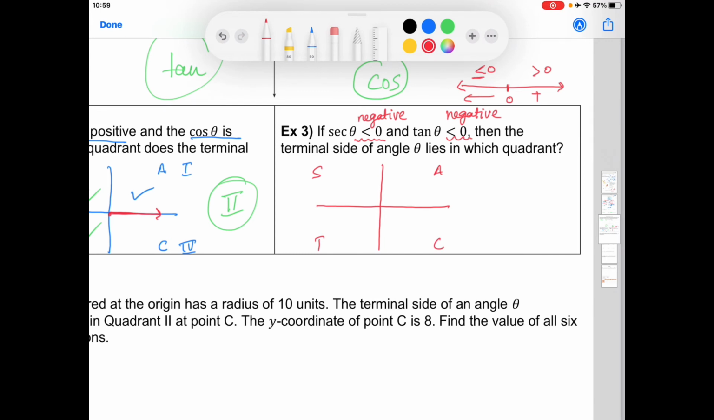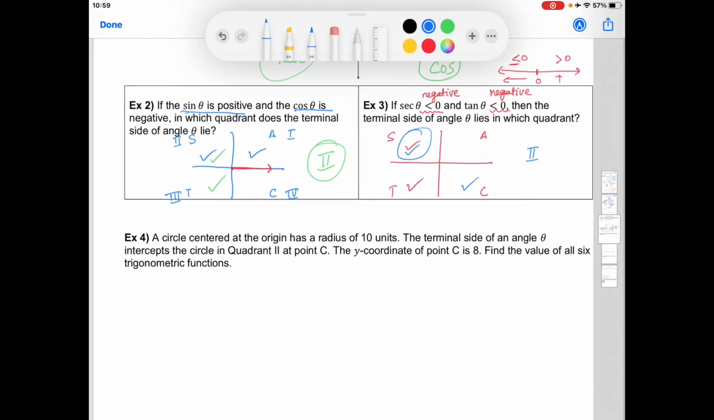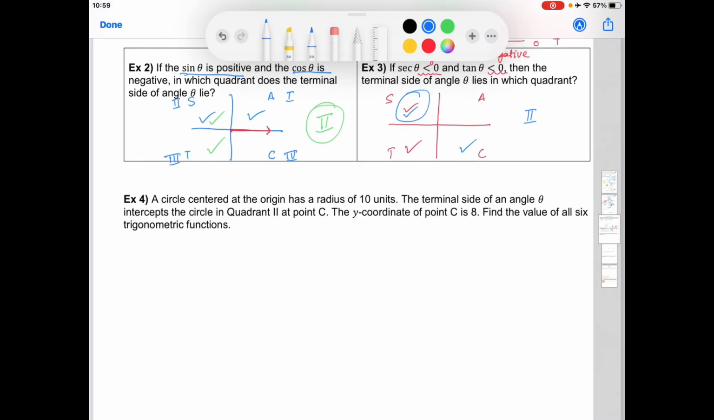So secant theta is negative, or less than 0. Secant is negative, and remember secant is the reciprocal of cosine. So we just did that. Cosine is negative in the second and third quadrant. And tangent is negative in the second and the fourth quadrant. So what quadrant is the terminal side of the angle? It is in the second quadrant because I got two checks, right? Both of them met the criteria for that quadrant.